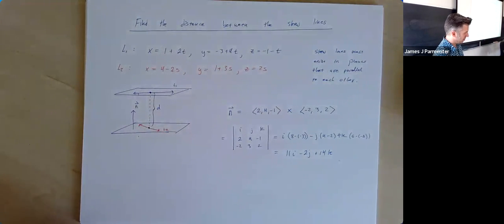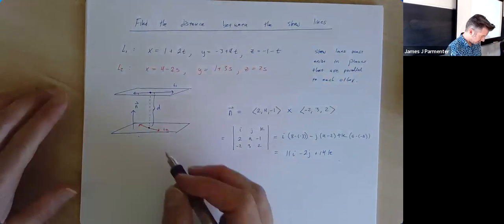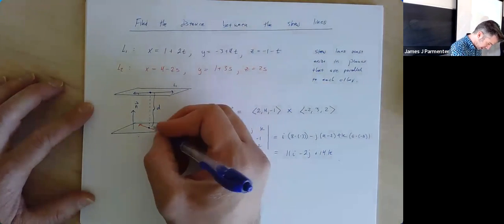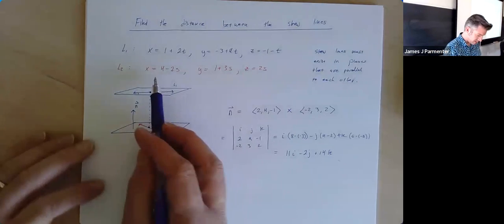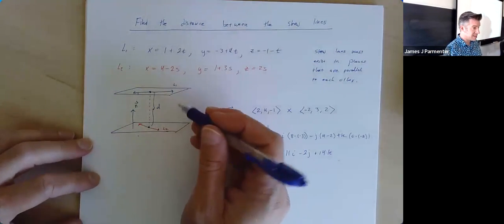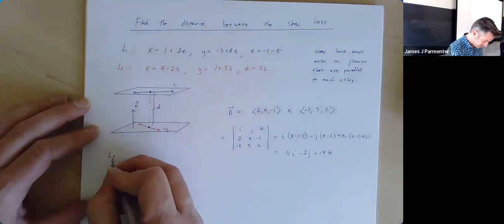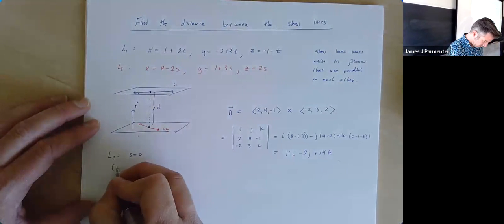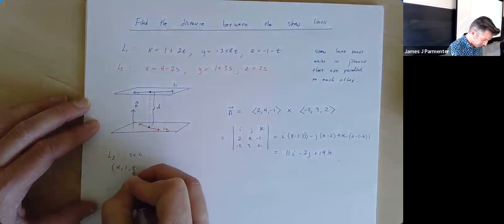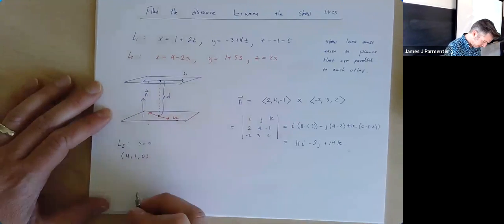So now what do we do? Well, we're going to place n on top of any point on our second plane here. But the way we're going to get a point on that plane is by picking a point on the line. So what's a point on line 2? I'm going to go easy again. For line 2, if I set s equal to 0, I'm going to get the point 4, 1, 0. So let's say we've got that.